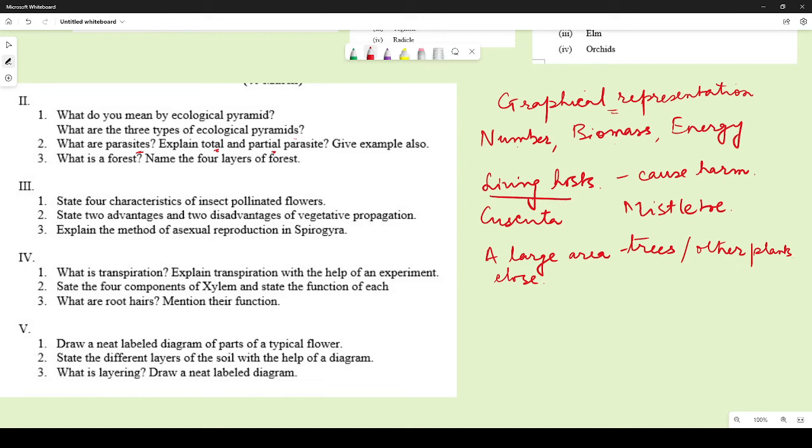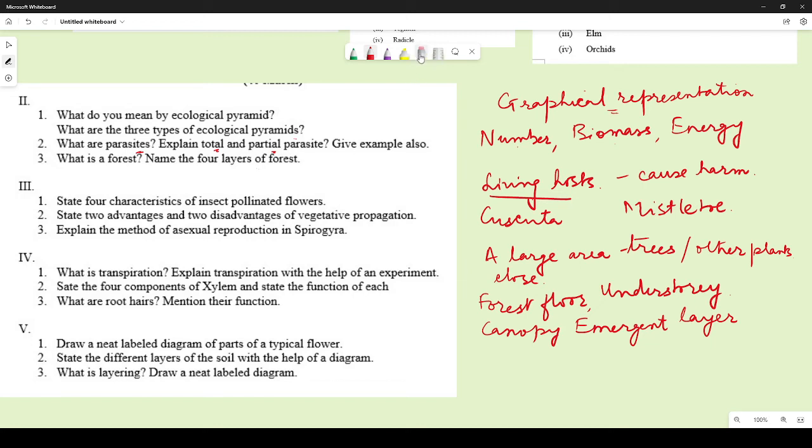Now if we talk about the layers of the forest, you are asked to give the 4 layers of the forest. The first one is the forest floor. Then after the forest floor there would be the understory. After the understory there would be the canopy. After the canopy there will be the emergent layer, the topmost layer which is visible from above. So these are the 4 layers of the forest. Now let us move on to the next question.